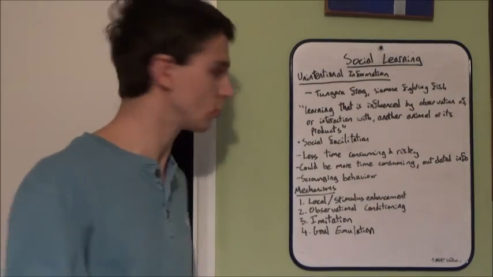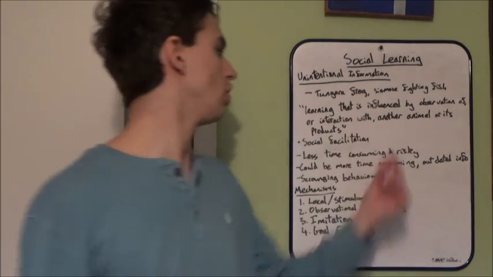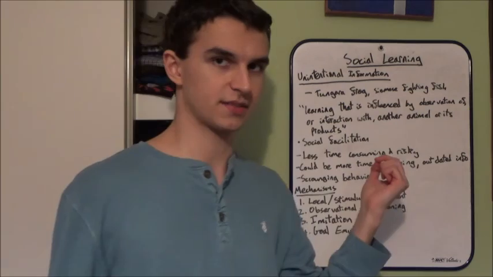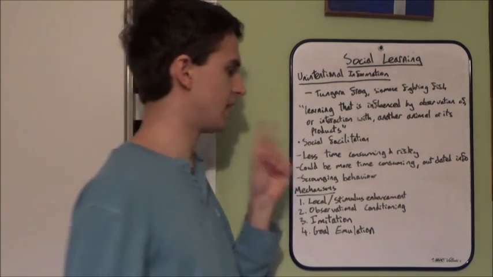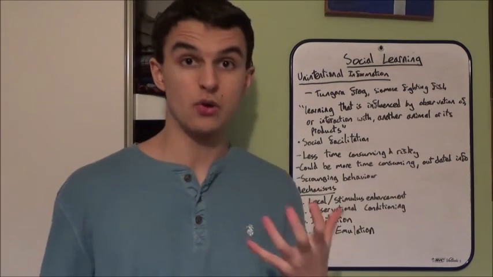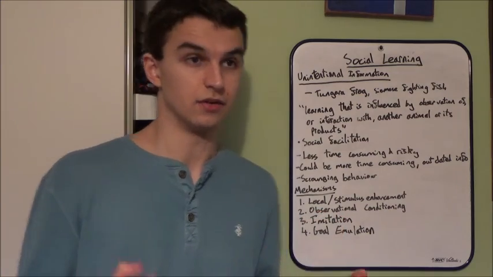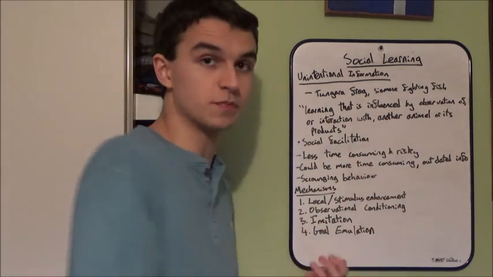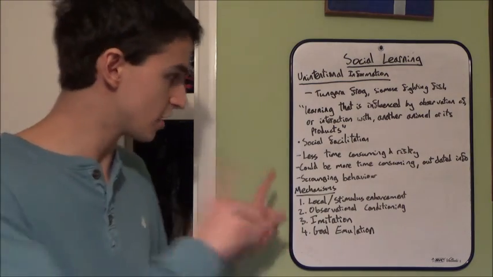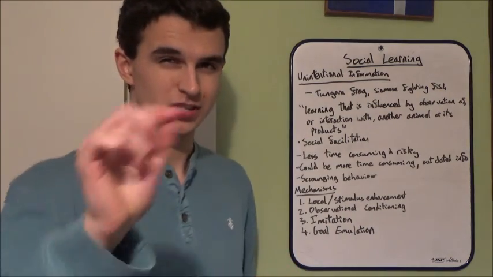Right, what is social learning? Here it is. It's learning that is influenced by observation of or interaction with another animal or its products. Now, an important point to make here is that the demonstrator doesn't necessarily know that it's being a demonstrator, right? So it could be, another animal could just be eavesdropping, as we've been talking about, right? Another thing to point out is that social learning is not the same as social facilitation. So what's that?